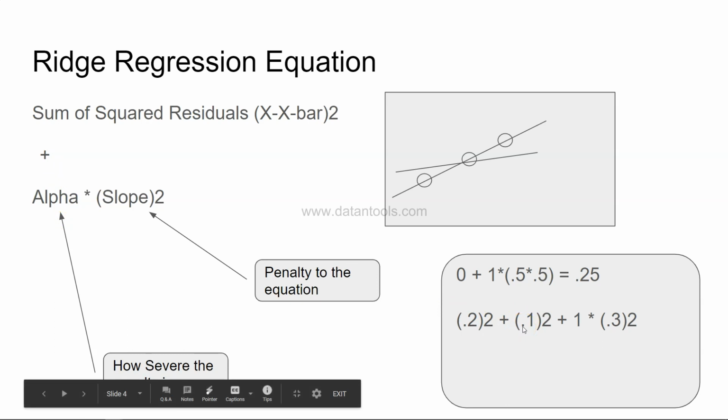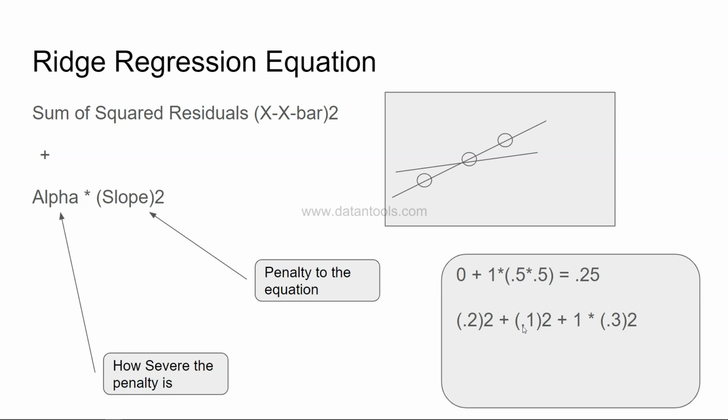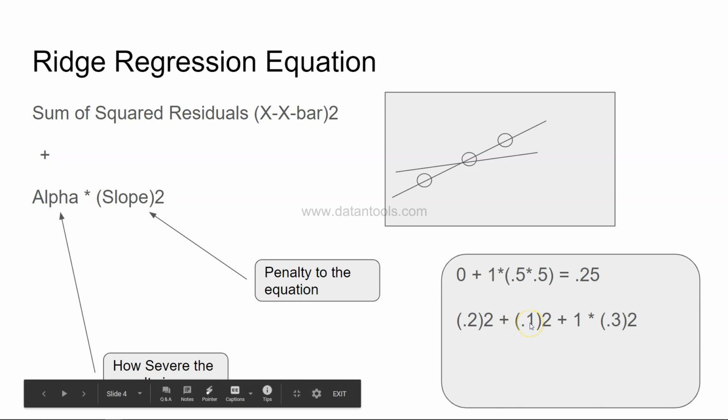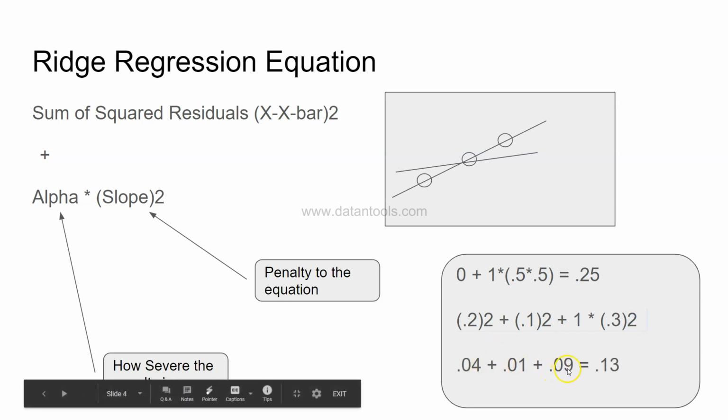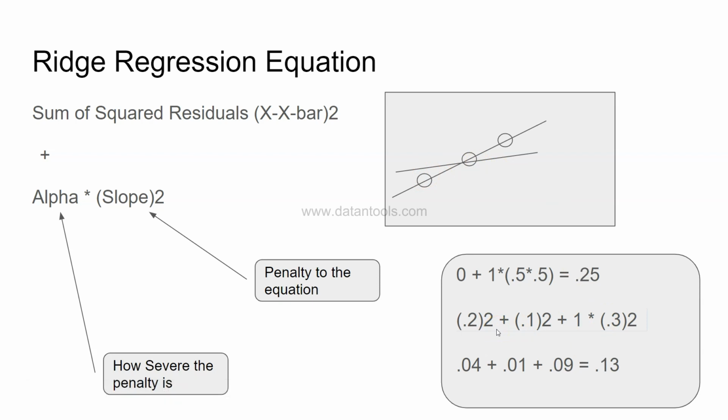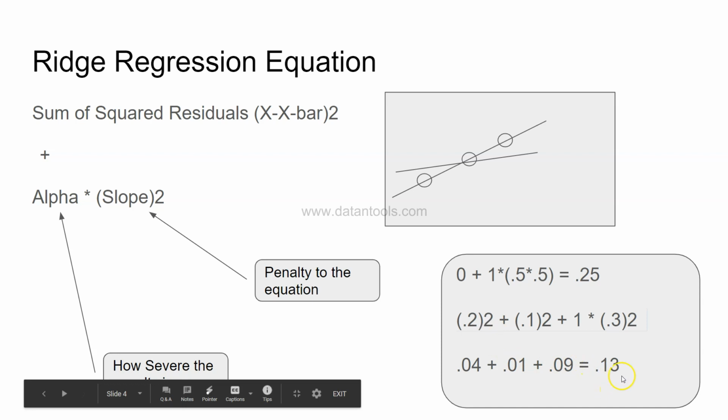You can have alpha from 1 to 2 to 3, or 0.1 also, but this is just for the representation over here. You can have even 1 as well. So 0.1 multiplied by 2 plus slope square 1 multiplied by 0.3 squared. If you do the math, you will get 0.04 plus 0.01 plus 0.09 equals 0.13. So in case of new data points, when we get the new slope and we add the sum of squared residuals into the equation, we get the new error rate, which is 0.13.